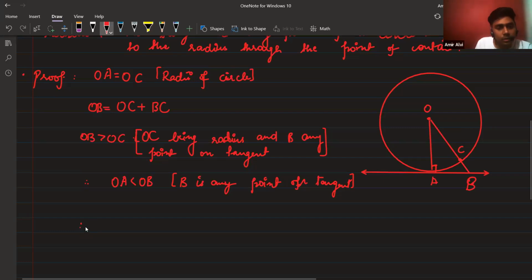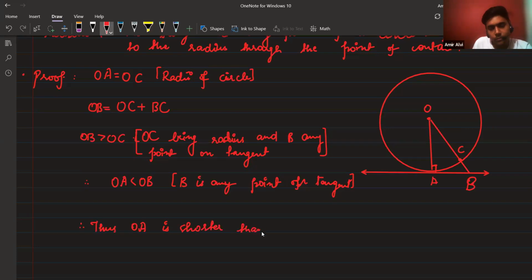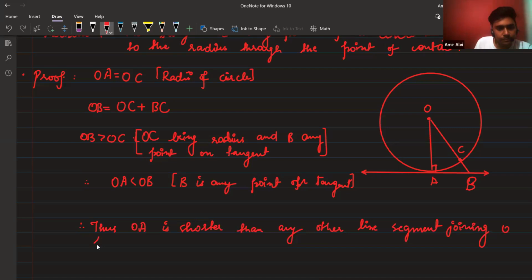Just a second. Thus OA. There's no equation-type thing, only statements. OA is shorter than any line segment joining O to any point on the tangent.